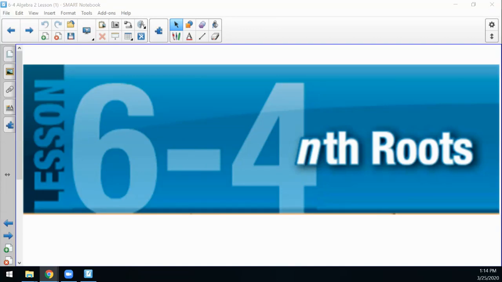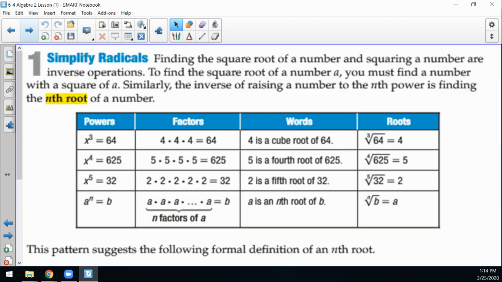Hi everyone, today we're going to be talking about section 6.4, which is on nth roots. Alright, so what are nth roots? Okay, well, any number that can be raised to the nth power is considered an nth root.